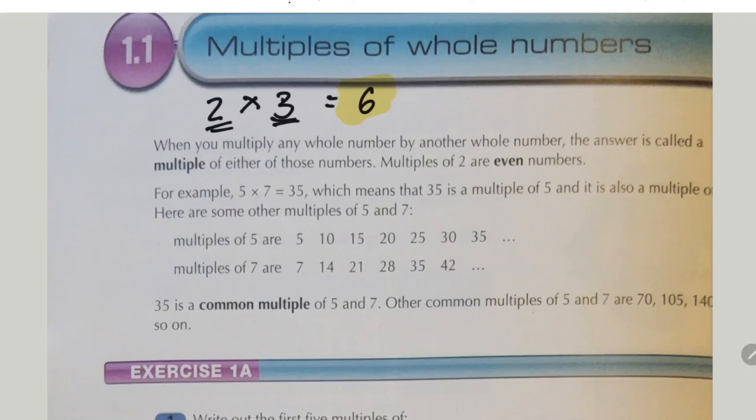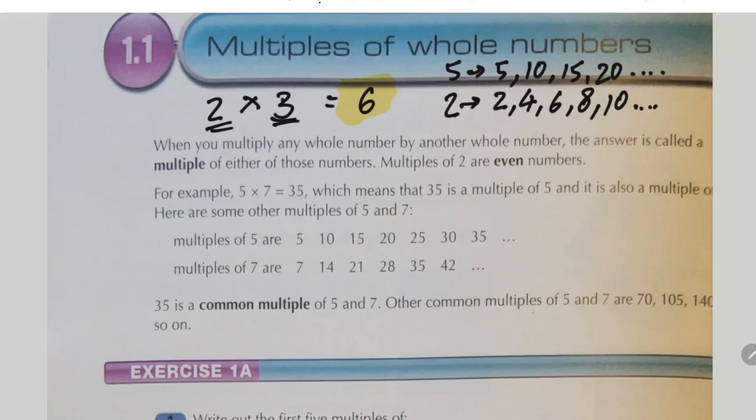If you're looking for multiples of 2, it will be 2, 4, 6, 8, 10, and so on. If you're looking for multiples of 5, it will be 5, 10, 15, 20, and so on. So you are just writing the times table of that particular number, or you're doing repeated addition. For example, multiples of 5 are 5, 10, 15, 20, 25, 30, 35. So it's like the times table of 5.